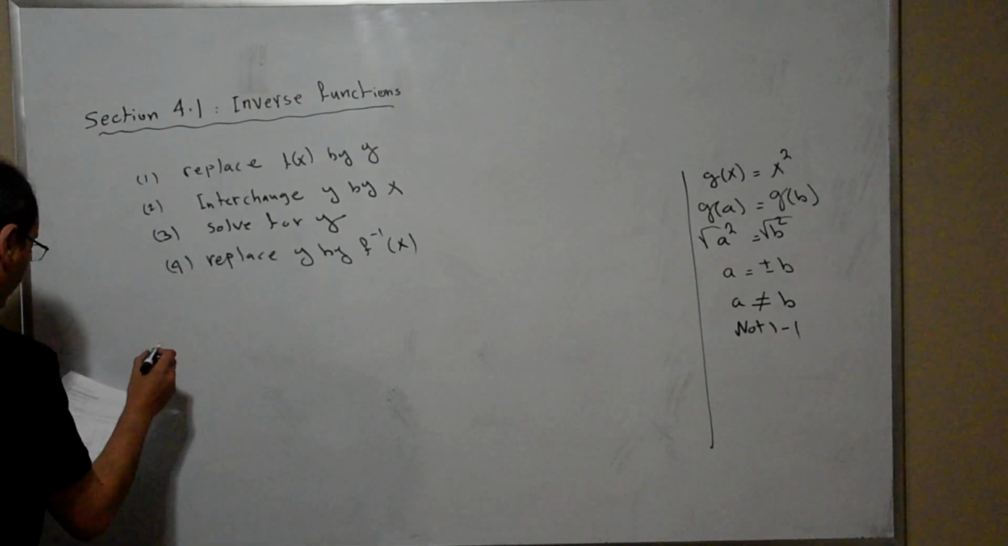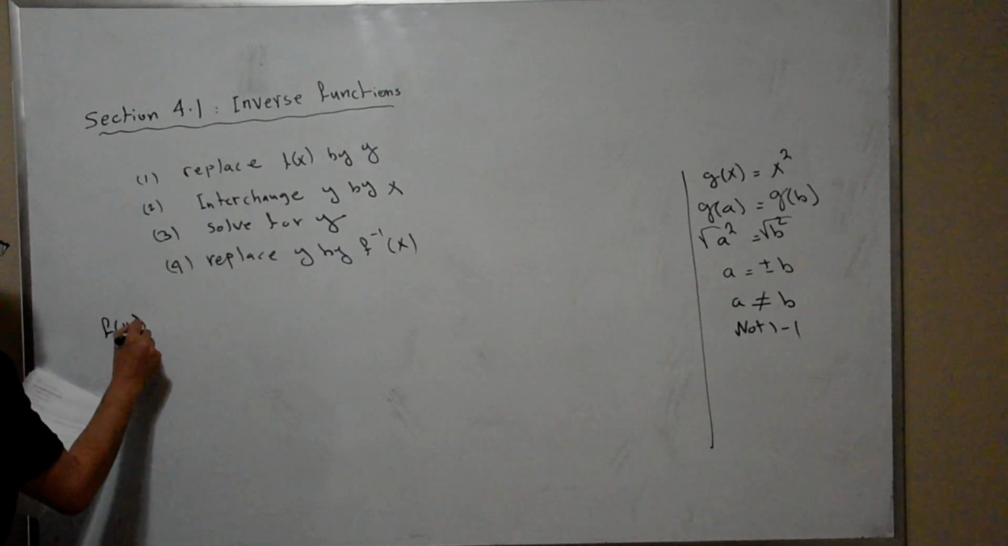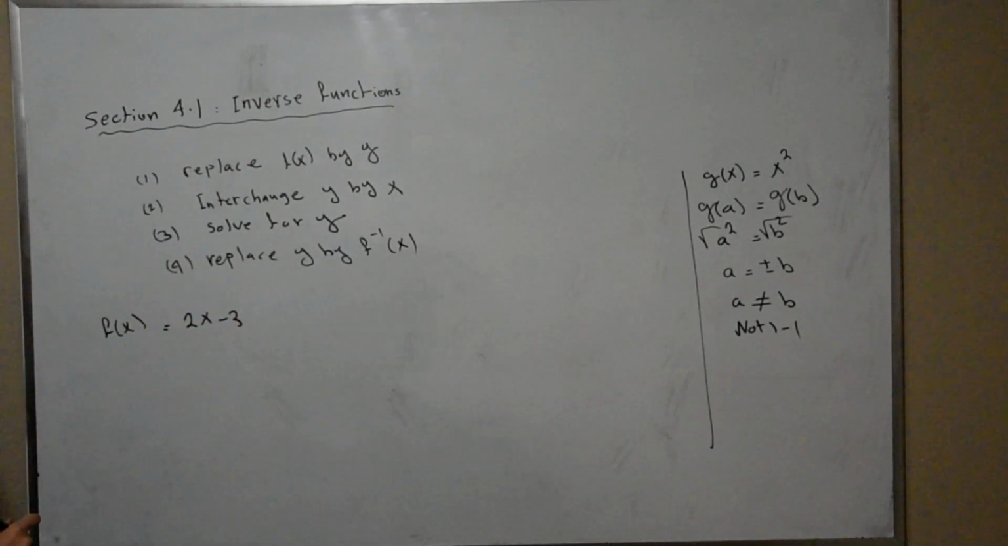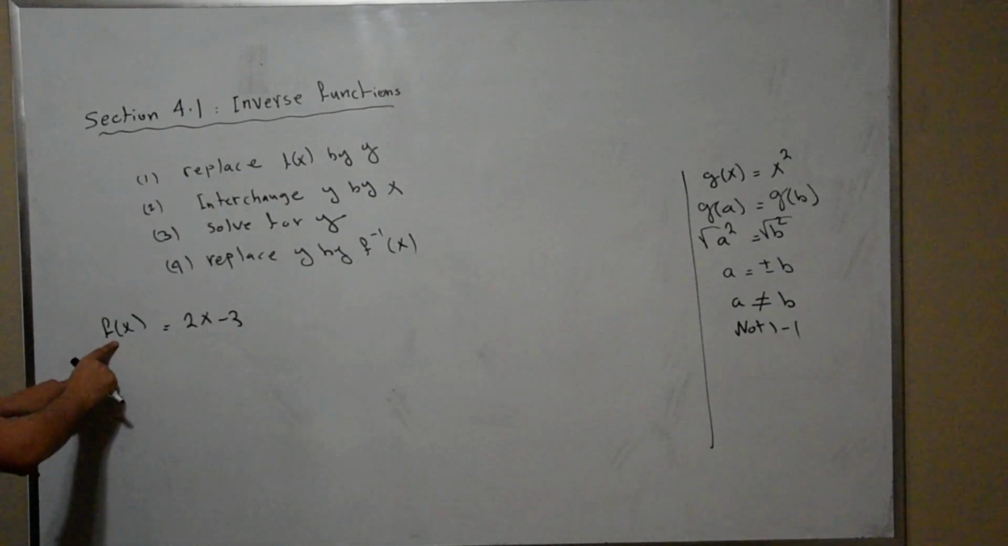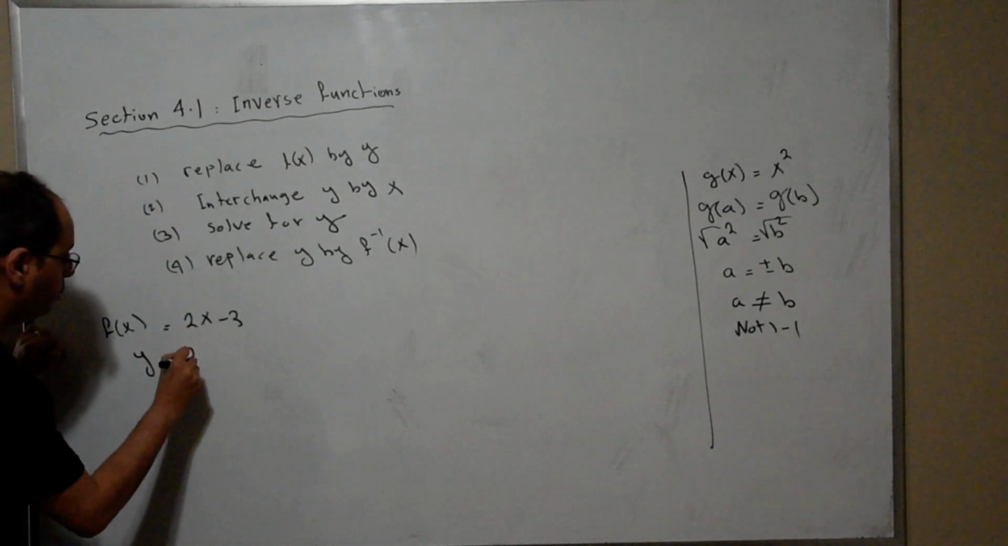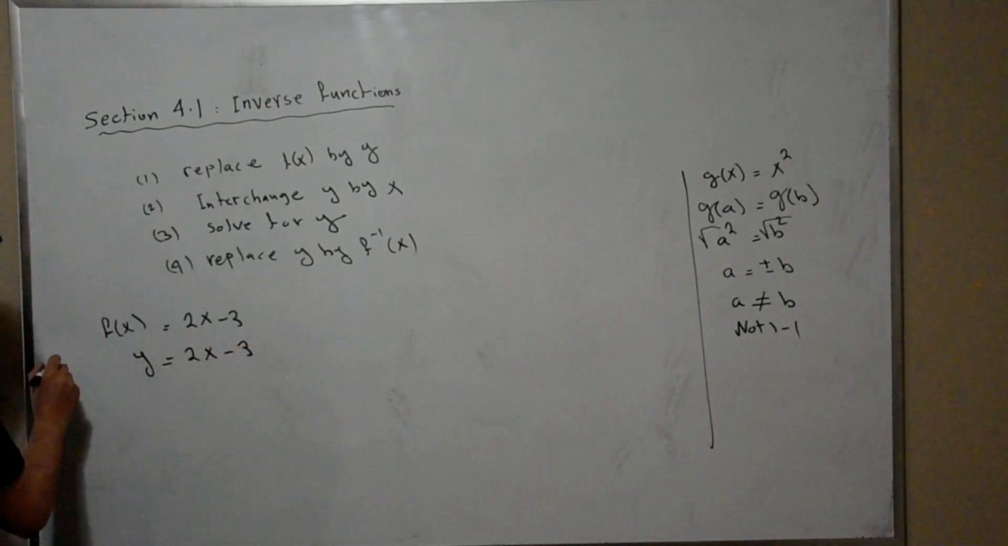Alright, so let's get another example about that. We need to find the inverse of f of x equals 2x minus 3. So let's see, the first thing, I replace f of x by y. So y equals 2x minus 3. That's step one.